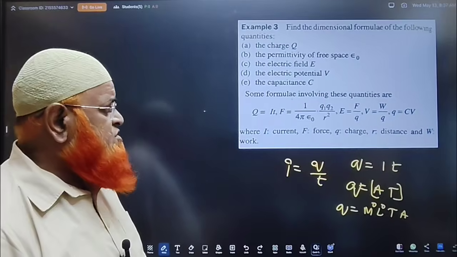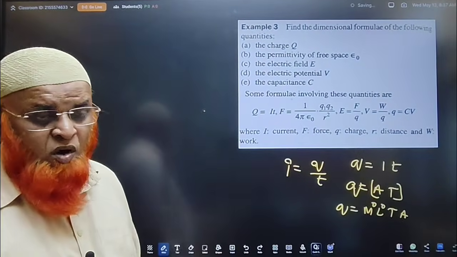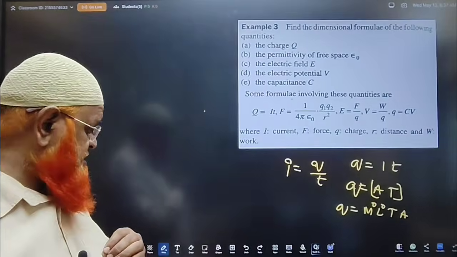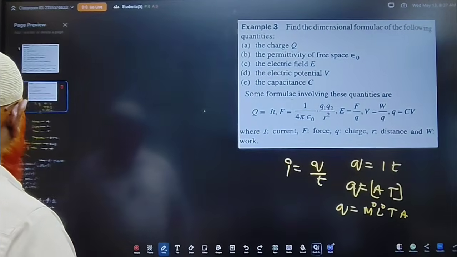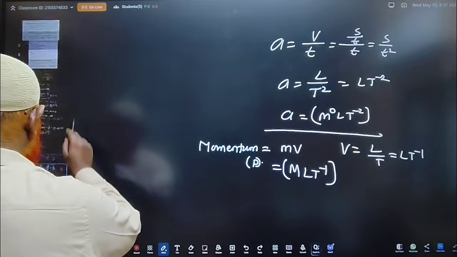Then what is the dimensional formula for permittivity of free space? What is the dimensional formula for permittivity of free space? To understand the permittivity, let us go to a little bit of basic concept here.